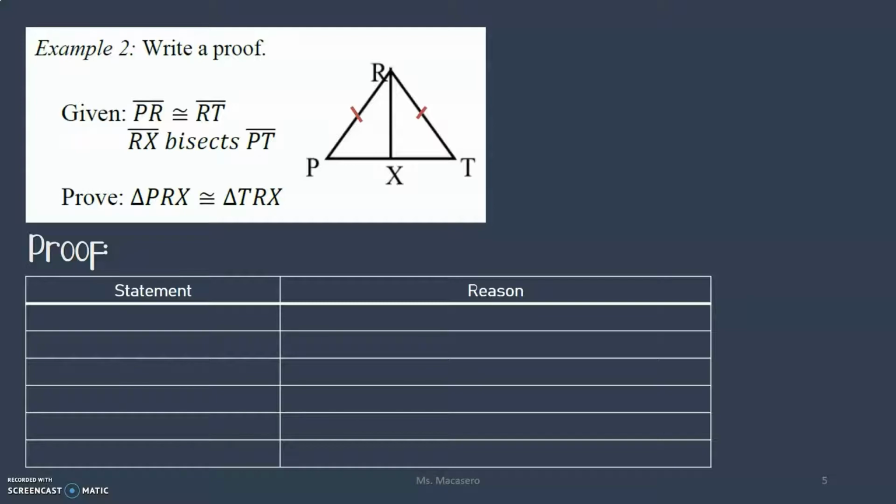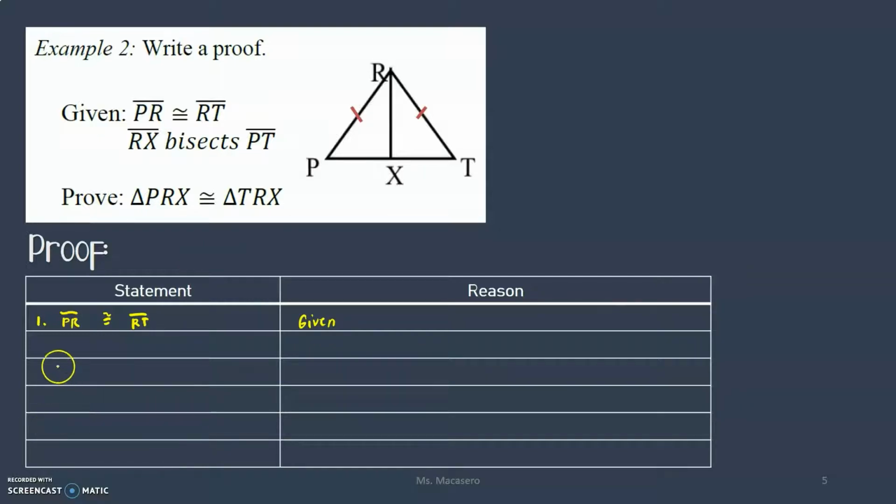Alright, so as I always say, when we do proving, we always start with the given. So first, we have here side PR is congruent to side RT. And our reason for that is given. Okay?